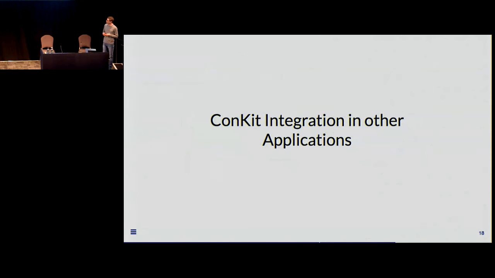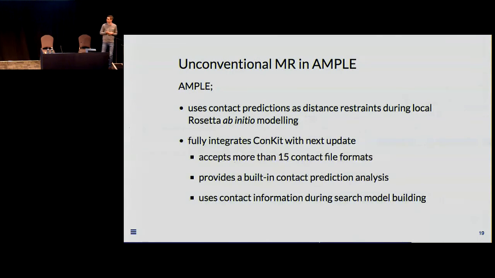So the last bit I want to talk about is the integration of ConKit into other applications. I'm also part of the AMPLE developers group, and we were particularly interested in exploiting contact predictions in the context of AMPLE. For those of you who are not familiar with AMPLE, it's basically a pipeline for unconventional molecular replacement, which means we use, for example, ab initio modeling or single or distant homologs to create ensemble search models that we will trial in molecular replacement. And this is often useful in cases where you don't have any homologous structures available.